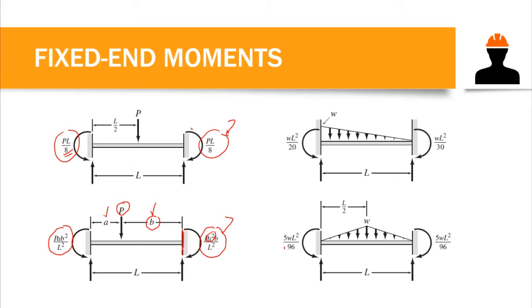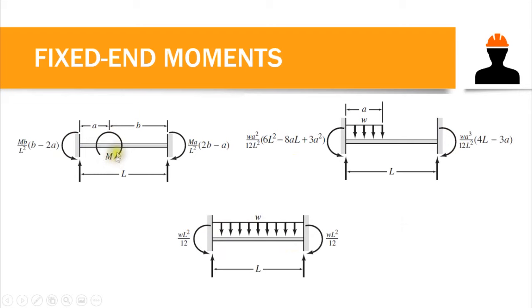Now, if we have a triangular load, the fixed end moment would be WL squared over 20 on the side of higher load, while you have WL squared over 30 when you have zero load on that end. Okay, just like this one. Now for this triangular load, in this case, we have 5WL squared over 96 and 5WL squared over 96 on the right support. Okay, these are the fixed end moments. Now, for a moment that is acting at a distance A from the left and B from the right, you have this fixed end moment formula, so you need to familiarize yourself with that one.